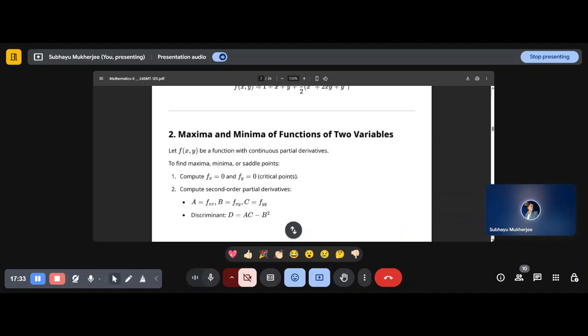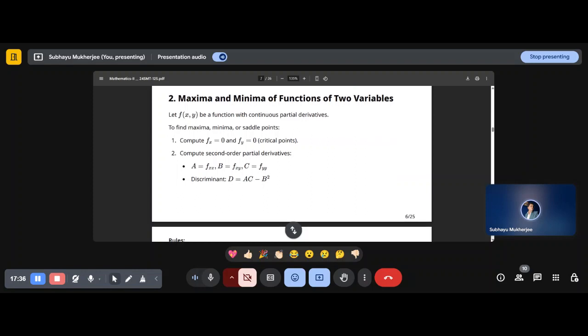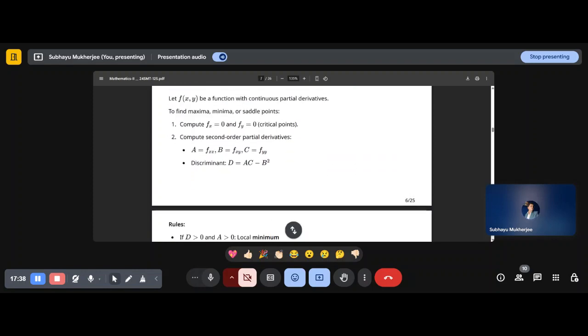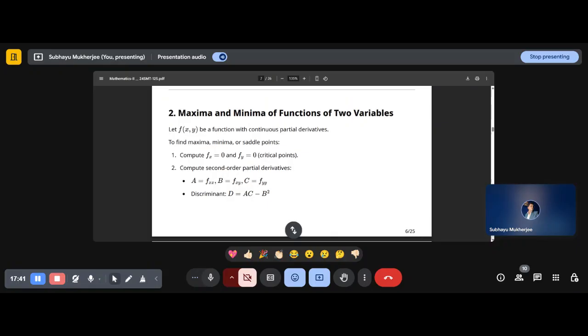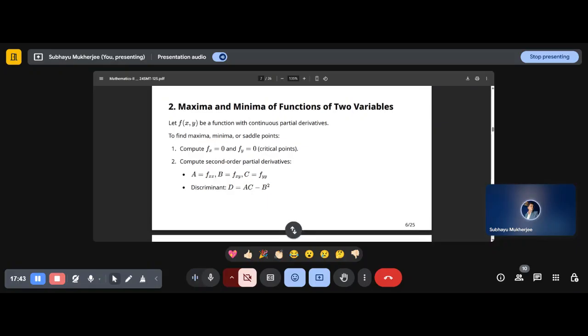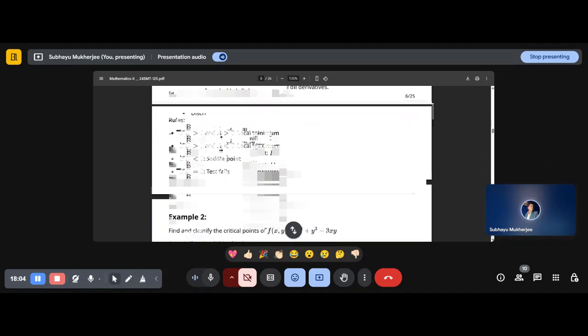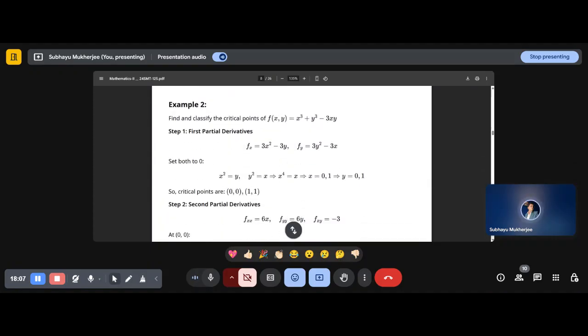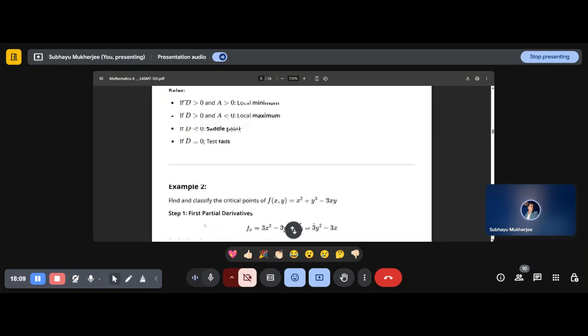Then we have maxima and minima of functions of two variables. So what is the maxima and minima? The process is simple. First we will be given a function whose first derivatives we have to equate to 0. Then we have to compute the second order partial derivatives, that is like a equals del square f by del x square, b equals del of del f by del x by del y, and c equals del square f by del y square, like that. Okay. Now look, then we have this entire sum based on how to solve the maxima minima problem.